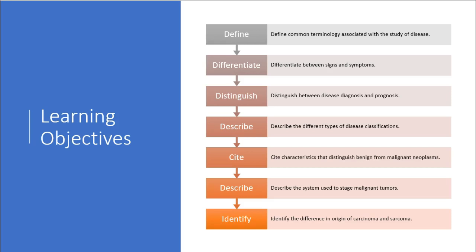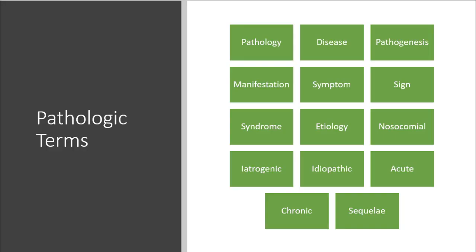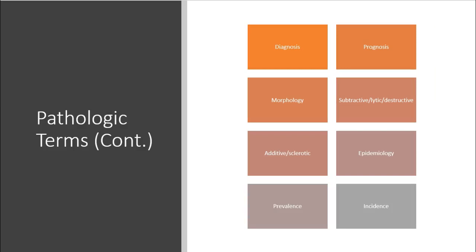So, for example, describe the different types of disease classifications. We're going to cover that. It's important that you understand what those are. All right, so here's your terms. There's a couple pages of them, so make sure that you do flashcards for these so that you have them memorized.